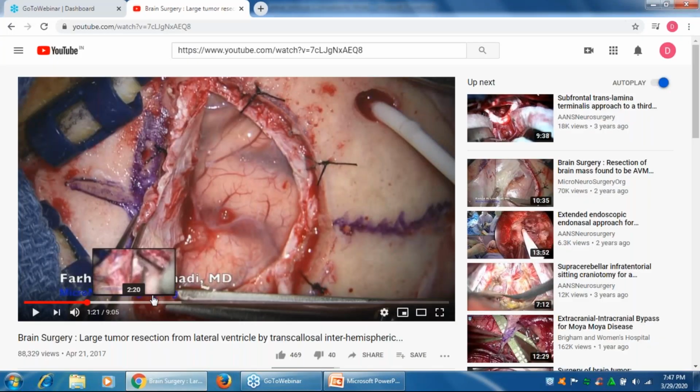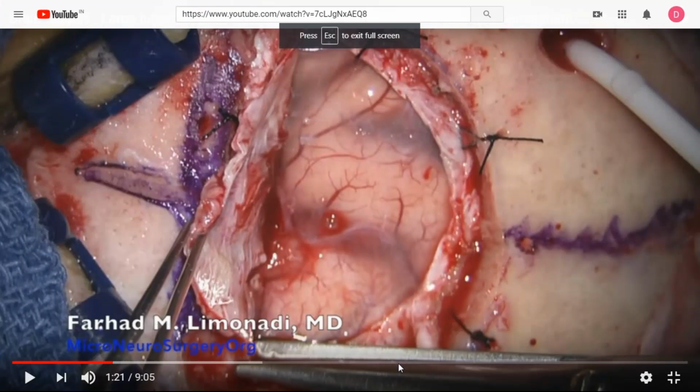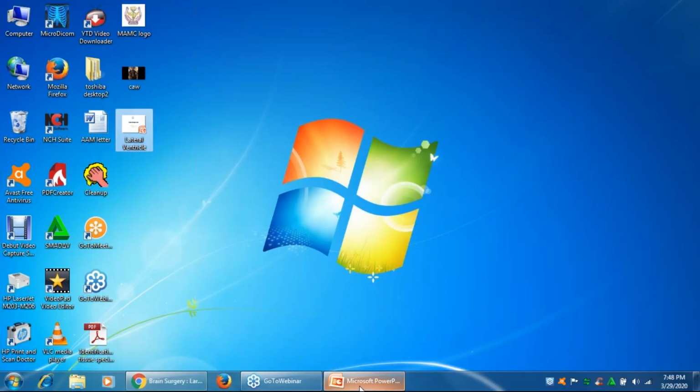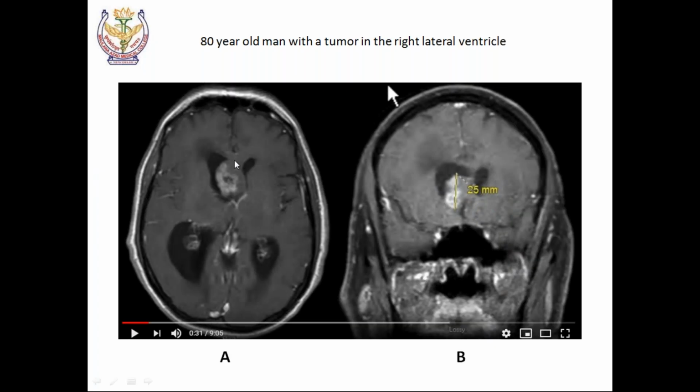Let me first make you understand what this video is about. This is that same person whose MRI you saw, in which you may remember the mass. Where was it? If you're forgetting, I can open it again. It was on the right side. In the coronal section also, you can see the right cavity.